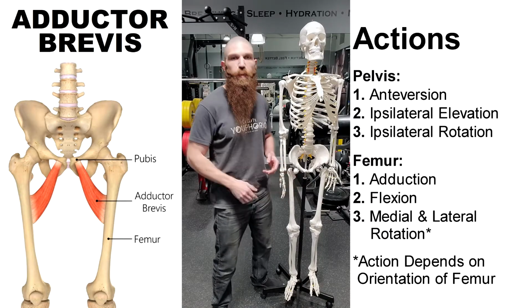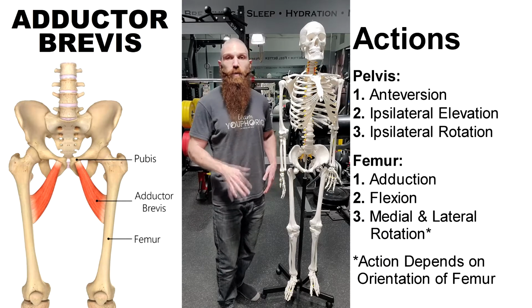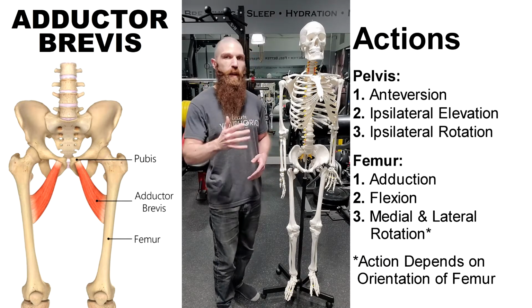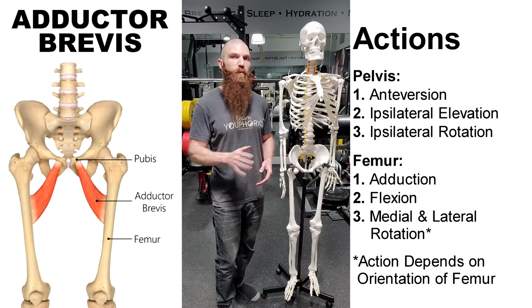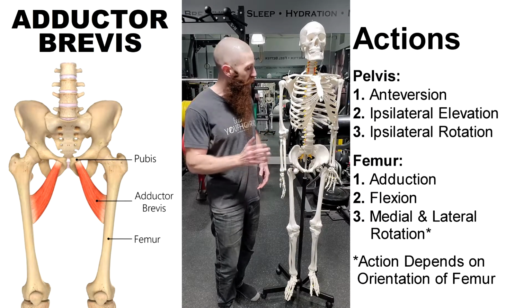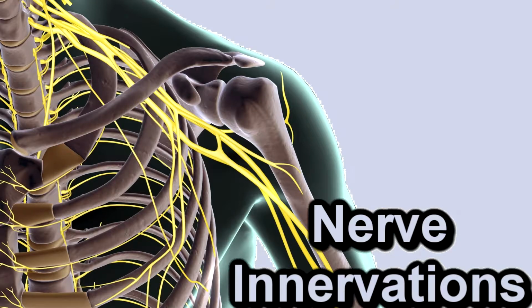And then at the femur, its primary actions are going to be adduction, so bringing the thigh toward the midline, and also flexion of the femur. And then one of its lesser actions, depending on the orientation of the femur, it's going to be responsible for both medial and lateral rotation, but that's pretty much it in terms of the actions of the adductor brevis muscle.